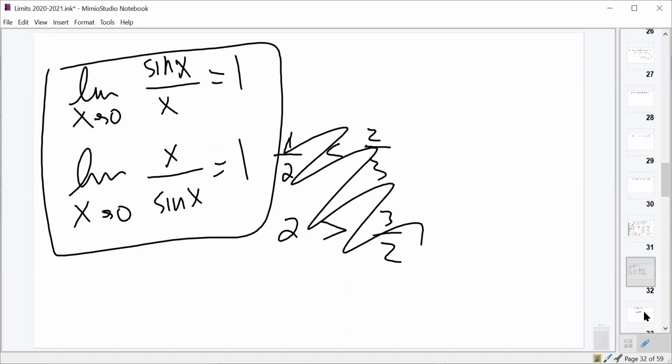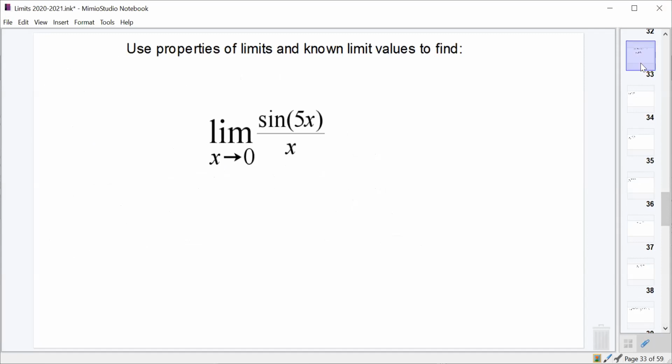All right. So what we're going to do for the next 20 minutes or so is take a look at some limits where we can use that known property, that the limit as x approaches 0 of sine x over x equals 1, to solve some similar limits. So we're going to start with the limit as x approaches 0 of sine 5x over x.